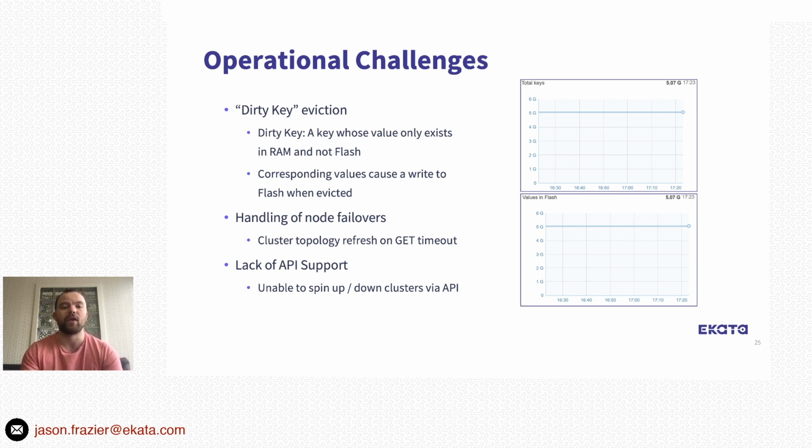And so if there was to be a dirty key, that means that there's a value that doesn't exist in Flash. When we first load this cluster, we see that there's about 5 billion keys, but for values in Flash, we see there's maybe only 4 billion keys in Flash. That means that there's roughly a billion dirty keys in our cluster, which means we could potentially see 1 billion writes onto the cluster as things start getting evicted into Flash.